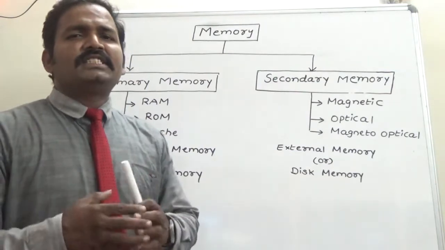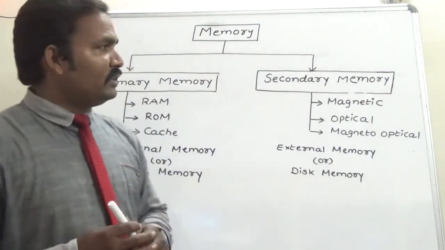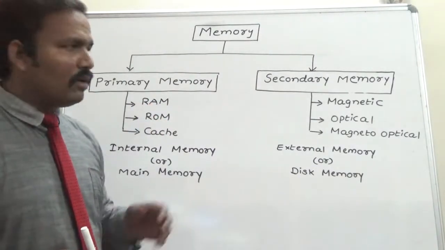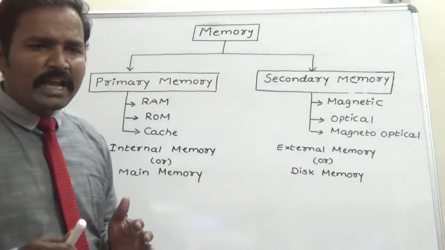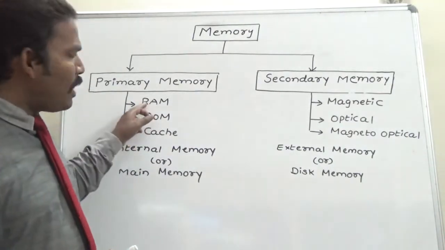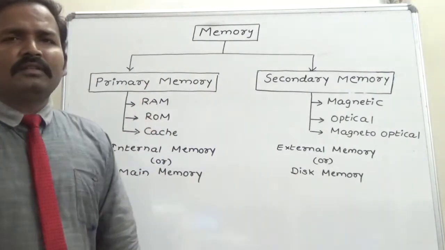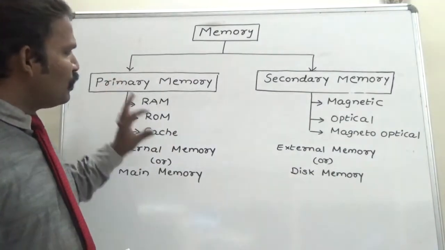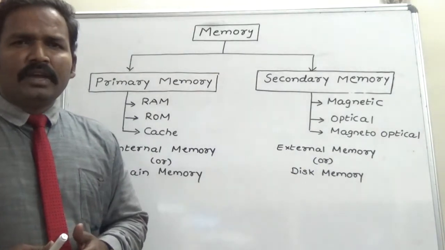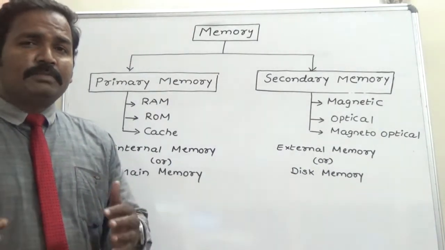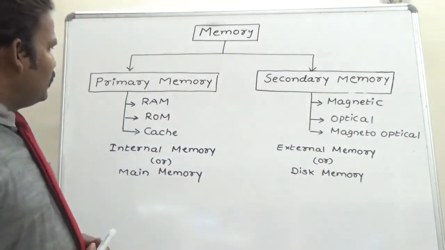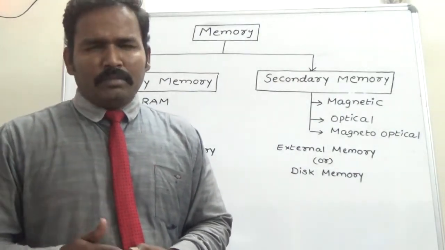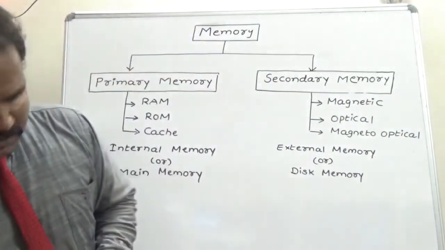So this is about the types of memories. In this session we will discuss primary memory and its subtypes. I am going to explain RAM and ROM, and cache we will see in the next session. We will also see the differences between RAM and ROM. So let us start.